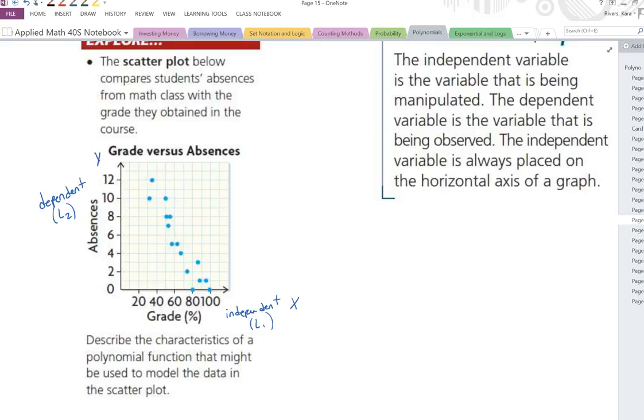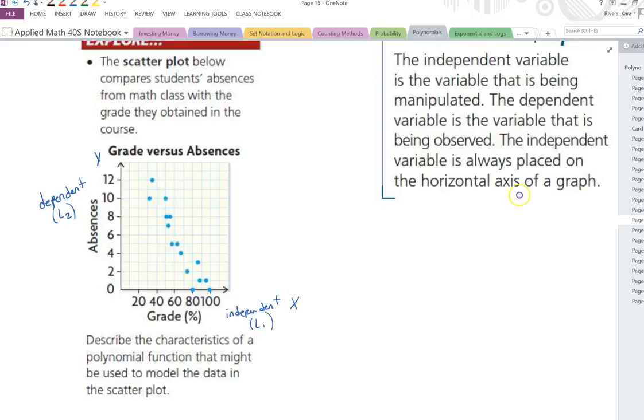You can see we've got a title, we've got our x and y axis labeled, as well we have a nice scale used for our x axis and our y axis. That's the expectation when you're drawing a graph. Also, it's important to understand that your x axis represents your independent variable, whereas your y axis is your dependent. So what does that mean? Well, in this case, your grade is the independent, but your absences are dependent upon what's going on with your grade. Okay? Describe the characteristics of a polynomial function that might be used to model data in a scatter plot.